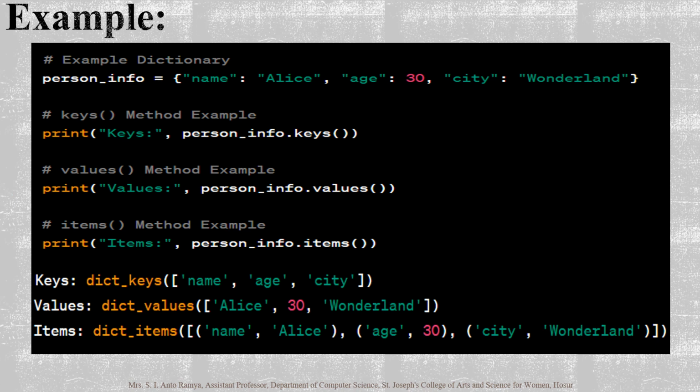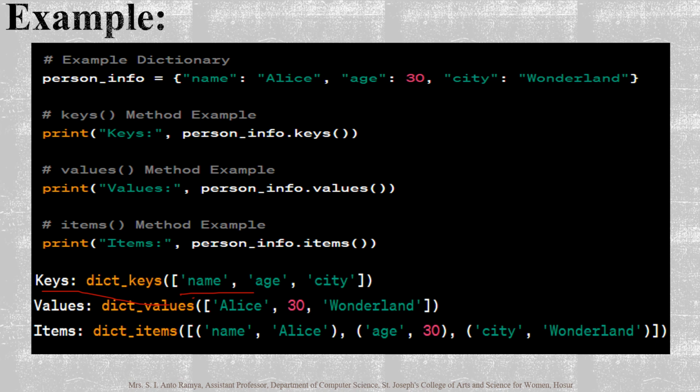So here is the example for that. Person info is the name of the dictionary is equal to name Alice, age is 30 and city is Wonderland. So we are going to see the three methods that we previously discussed, keys, values and items. Print keys is equal to, and after the codes we are giving person info, that is the name of the dictionary, dot keys. So in person info we are having three keys, that is name, age and city. So here you can see the output. Keys, the output is given name, age and city.